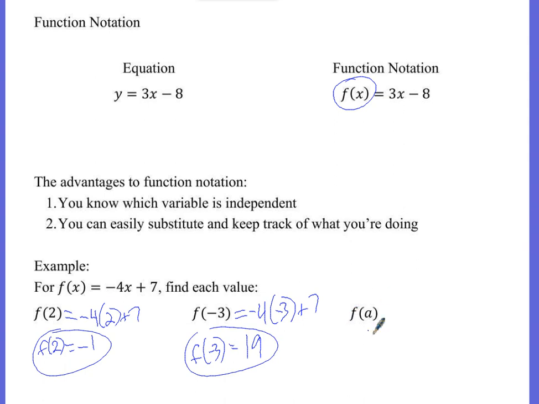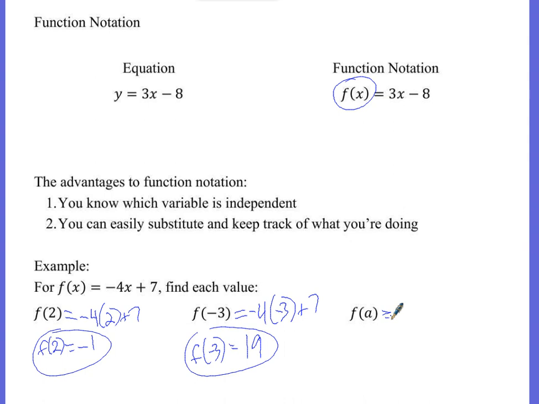How about that? What does that say? Doesn't say hard at all. Actually, this is easier than the other two. Instead of x, it's a. So if I were to read this, I would say f of a, okay? This is f of x. This is f of 2. This is f of negative 3. So f of a, all that says is substitute a in everywhere you see x in the original function.